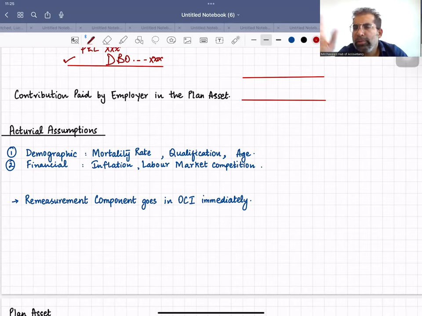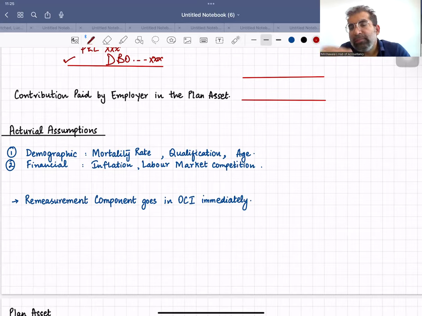This depth is not part of our course, but I'm just giving you an idea. So actuarial assumptions include demographic and financial. The financial assumption is the inflation rate. Just think, I have promised an employee to give him a pension as 50% of the final salary after 25 years. So how to calculate the salary after 25 years? That means we have to assume an inflation rate. So that inflation rate changes with respect to time.